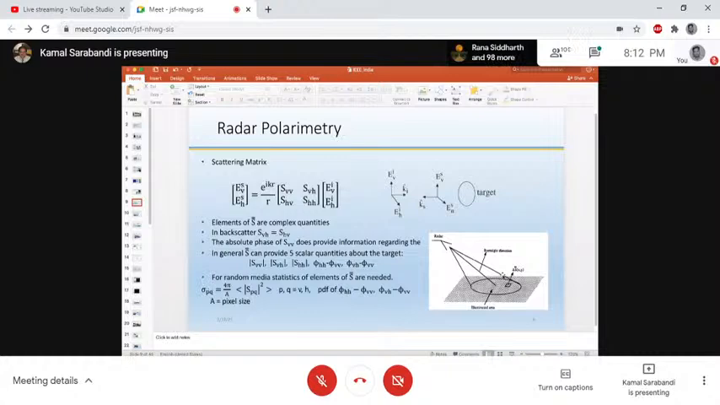Now, these quantities, let's say the target was statistically uniform. If you go from one spot to another spot of the same thing, you would get the same number. And also, as a result, the phase difference between two polarizations for one pixel doesn't have any meaning, because again, there is quite a bit of randomness there. Then we need to know the statistics of the phase difference in order to relate these statistical parameters to the physical parameters of the target in order to do the remote sensing.